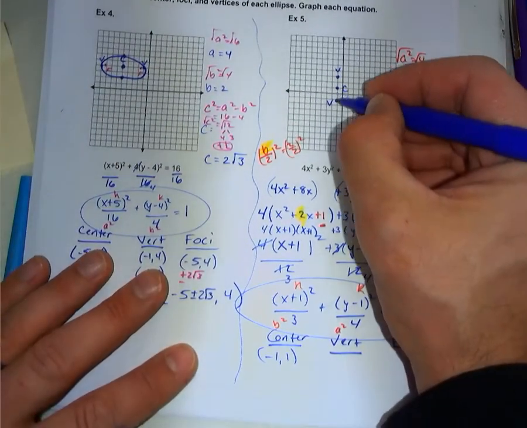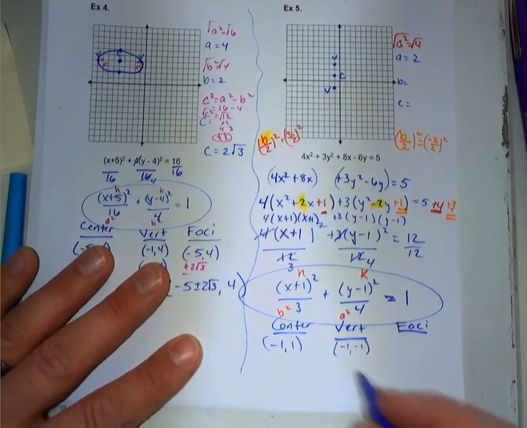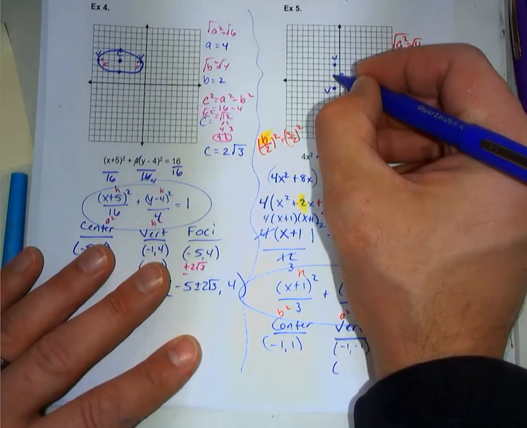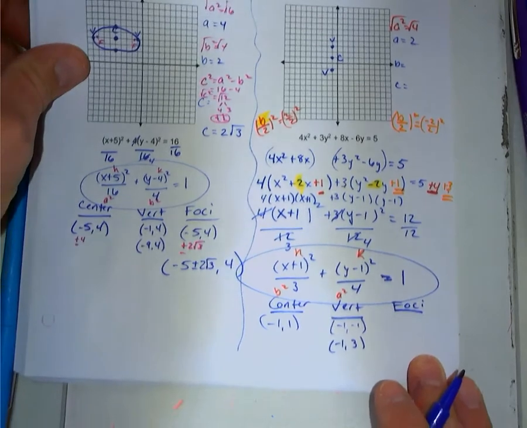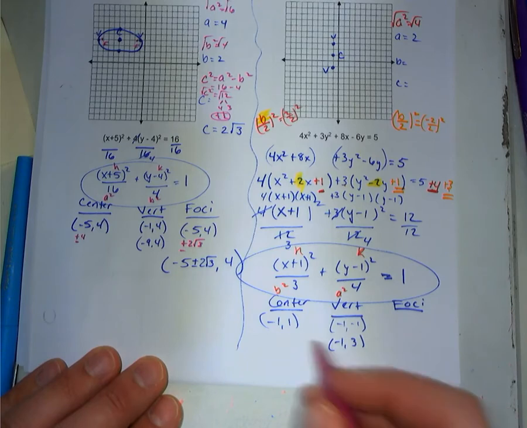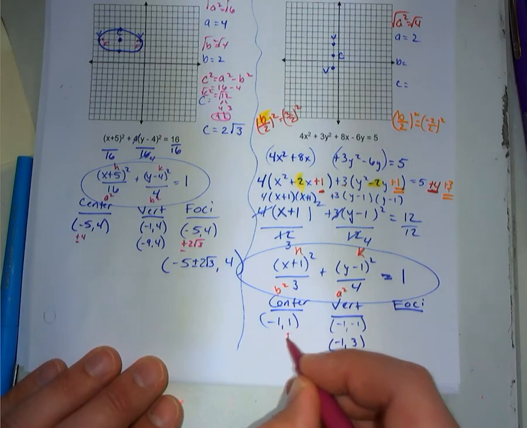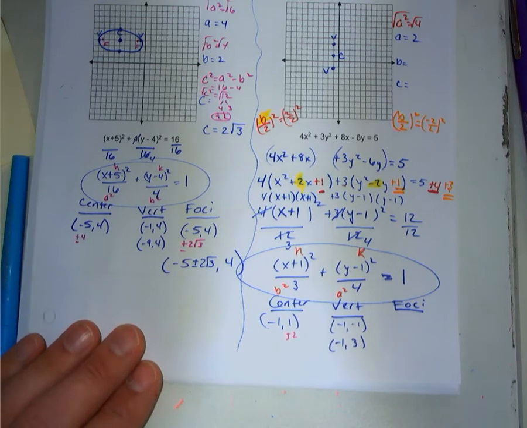This is over 1, down 1, so that's negative 1, negative 1. And this is over 1, up 1, 2, 3, so that's negative 1, 3. Okay. Here's the idea. We went up and down 2. That's changing the y value from your center. So if I take 1 plus 2, that's 3. And if I take 1 minus 2, that's negative 1 for that y value for the vertice. Don't have to do that, but that's just another way to look for those.